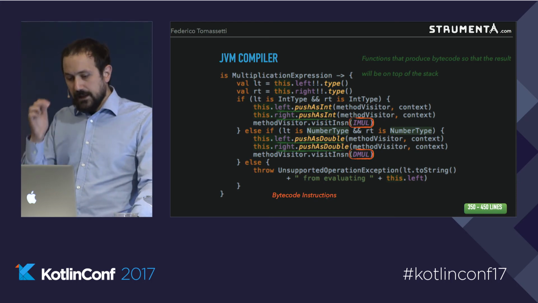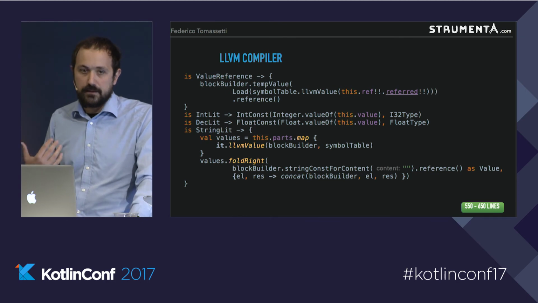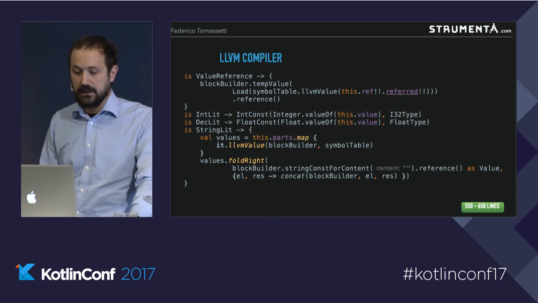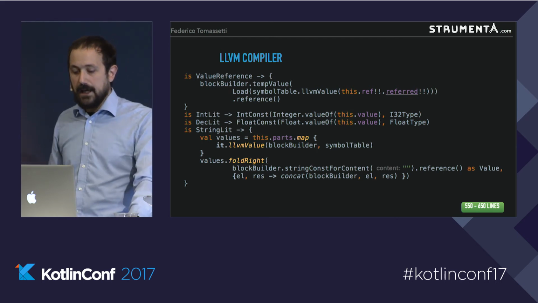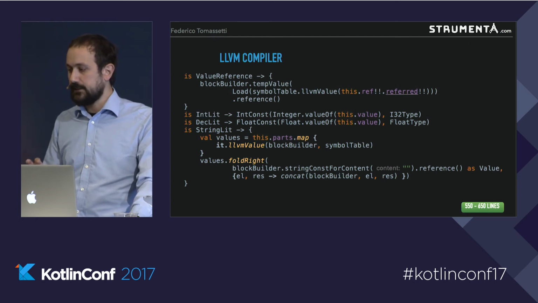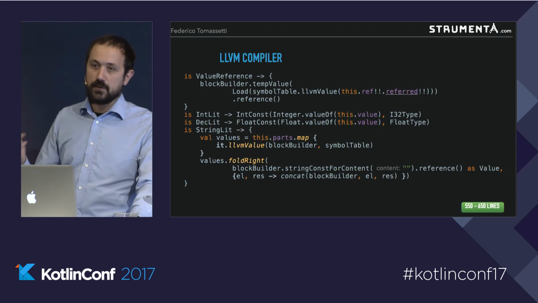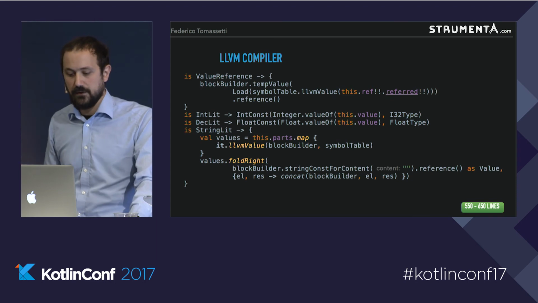Now, an LLVM compiler is even more complex than a JVM compiler, at least in my experience. So we can expect that it takes like 50% more code than the JVM compiler. And it's also very different in nature, because while the JVM compiler is based on a stack-based approach, the LLVM compiler is instead a register-based machine. So the behavior is very different.